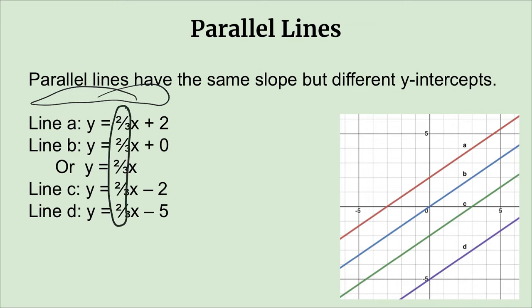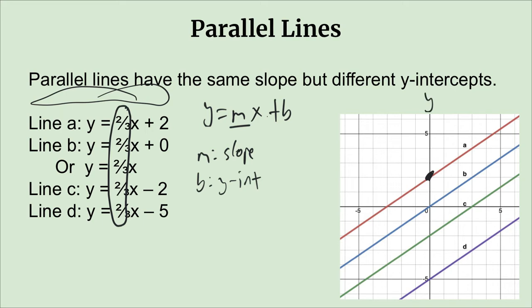Remember, our slope-intercept equation is y equals mx plus b, where m is our slope and b is our y-intercept. So our y-intercept for a is at +2, so it's where we cross the y-axis. The y is the vertical, x is the horizontal. We cross the y-axis at +2.